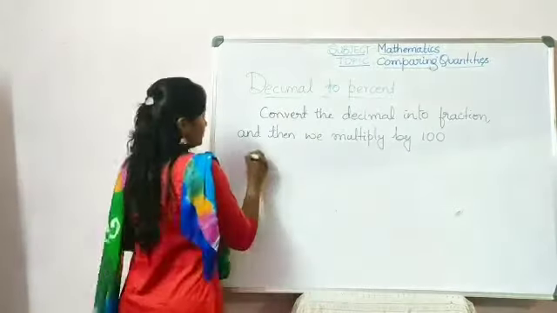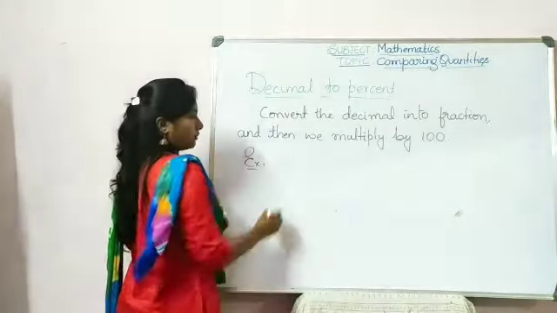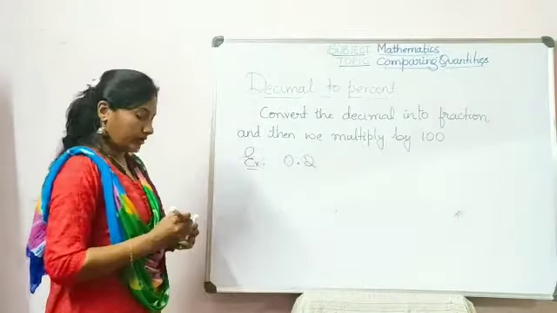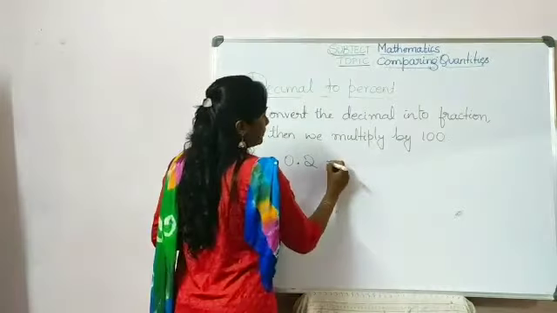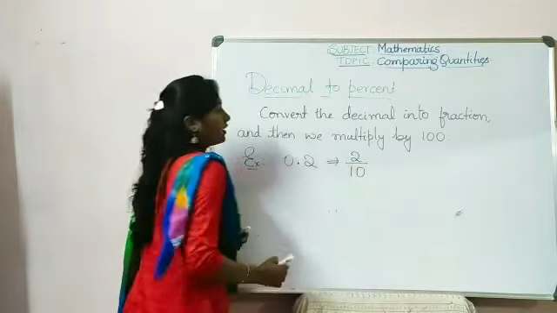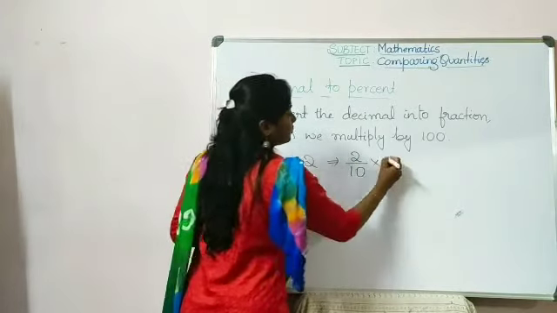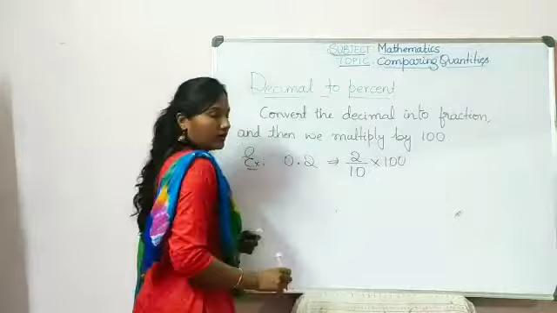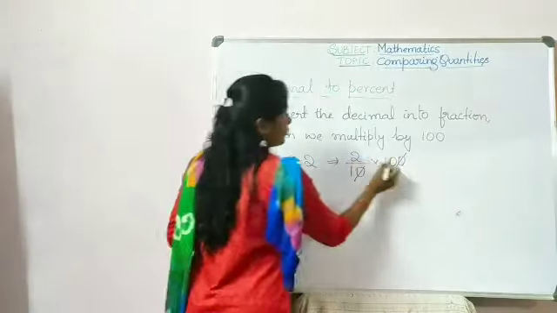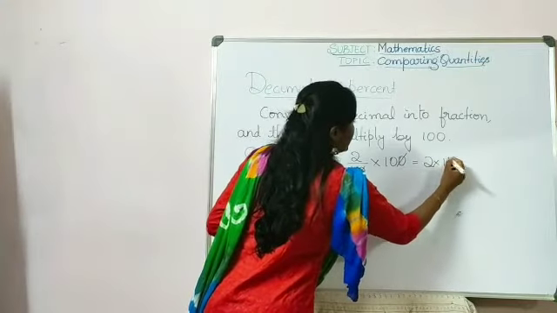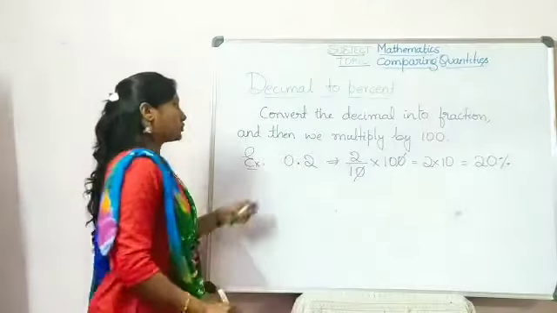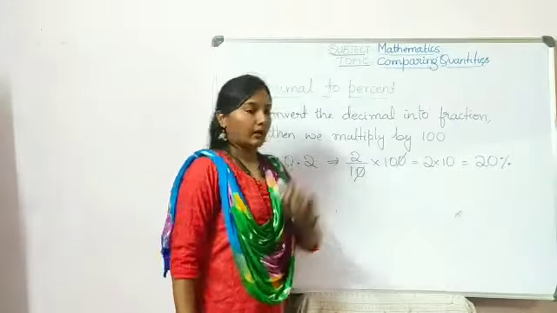I take an example. If I take 0.2, which is a decimal number, and I have to convert this into a fraction, I get 2 by 10. To find the percent, I have to multiply this with 100. So I can cancel 10 and 10, and what remains is 2 into 10, which is nothing but 20%. So 0.2 represents 20%.